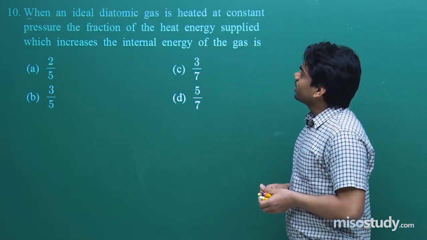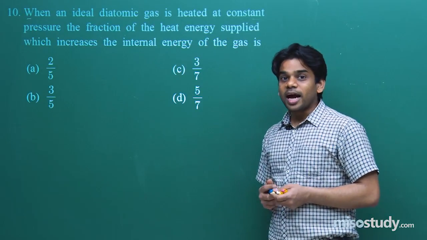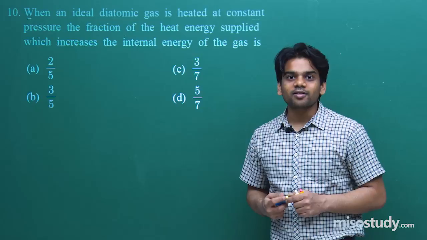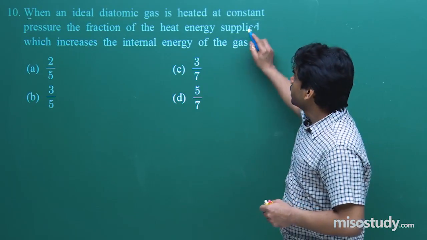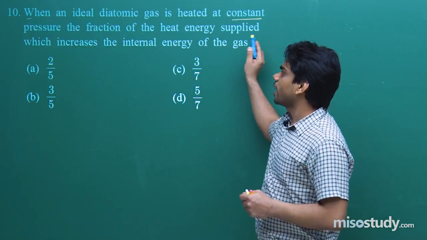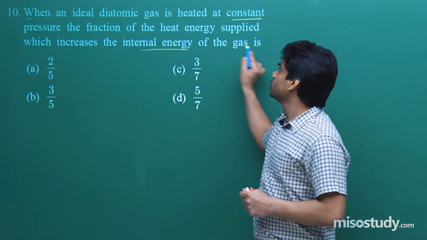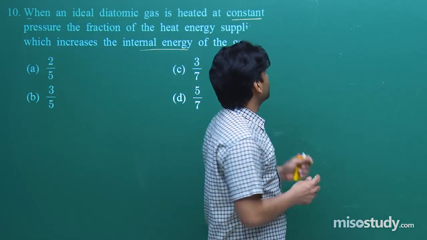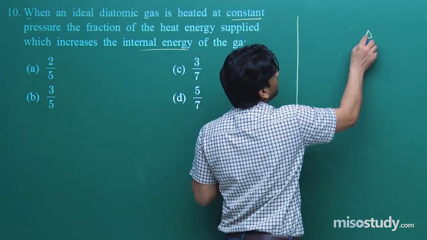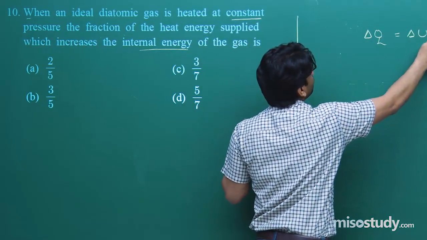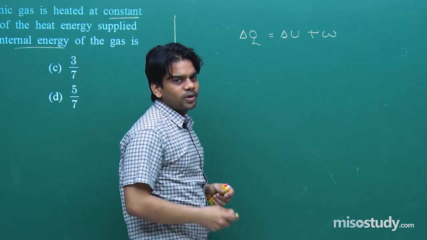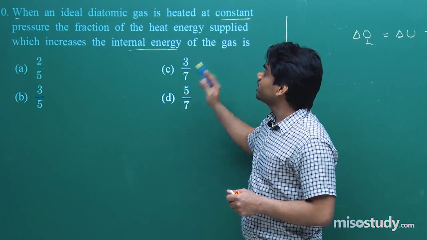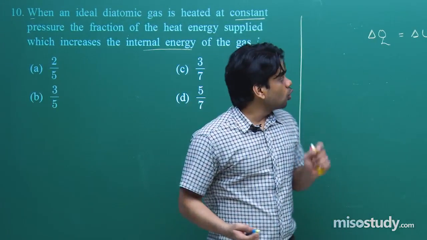When an ideal diatomic gas is heated at constant pressure, ideal diatomic, again diatomic gas, so you can make out what things you should actually remember: Cp, Cv and the value of gamma. Let's see whether we need that or not. It is heated at constant pressure, the fraction of the heat energy supplied which increases the internal energy of the gas. We need to find out what fraction of heat energy supplied increases the internal energy of the gas. So we all know that delta Q is equal to delta U plus W. This is from the first law of thermodynamics.